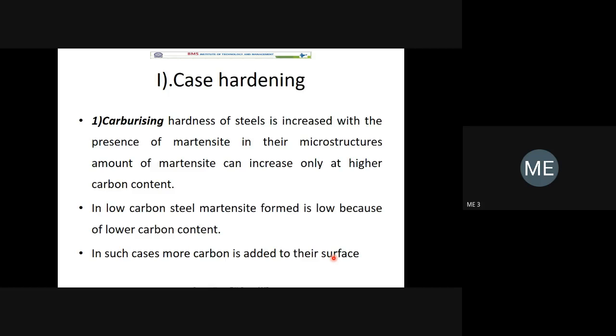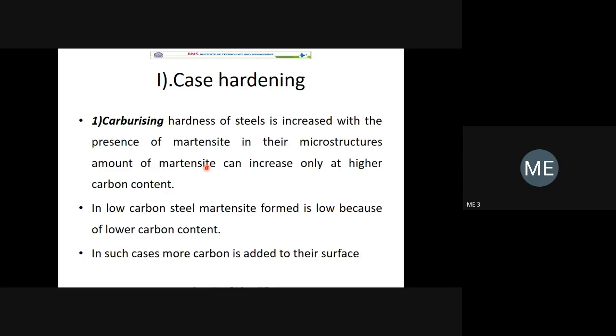Now we are talking about surface heat treatment. Only the surface of the material you have to heat treat. Only the surface of the material you have to make hard. To make it hard, we cannot go for regular hardening treatment, or normalizing treatment, or annealing treatment. If you go for those treatments, the whole material will get hardened. To avoid that, you have to go for surface hardening. One of the surface hardening methods is case hardening.